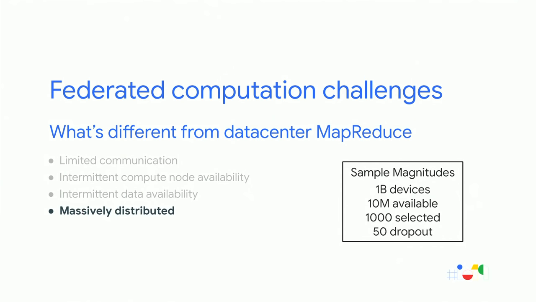Another difference is that a federated setting is much more distributed than a traditional data center distributed computation. To give you a sense of orders of magnitude, usually in a data center, you might be looking at thousands or maybe tens of thousands of compute nodes, where the federated setting might have something like a billion compute nodes, maybe something like 10 million are available at any given time, something like 1,000 are selected for a given round of computation, and maybe 50 drop out. That's just kind of a rough sense of the scales that we're interested in supporting.